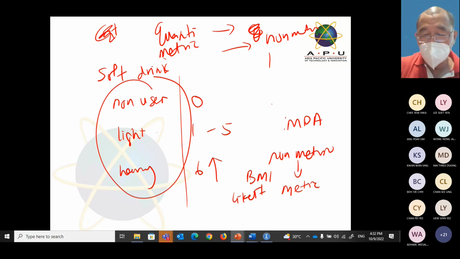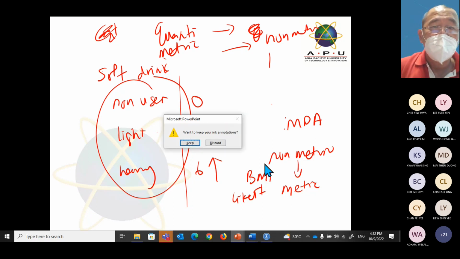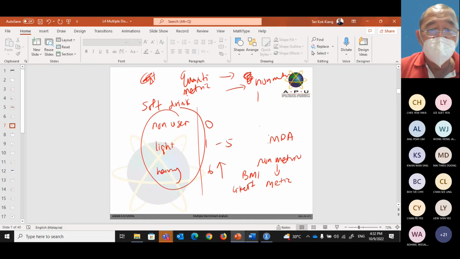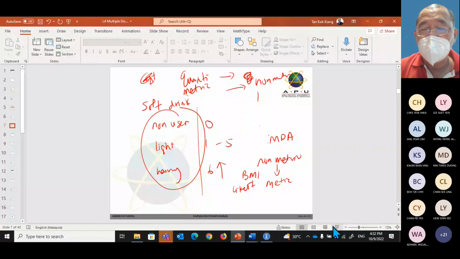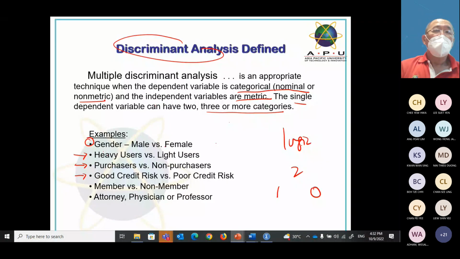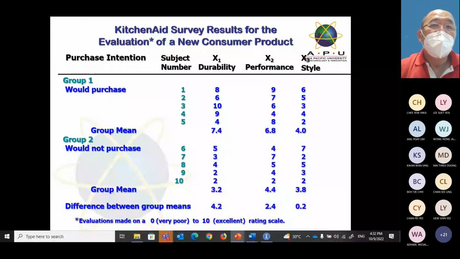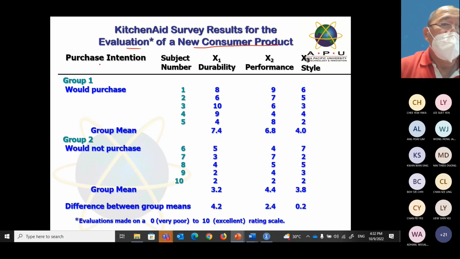Okay, so we continue with the numerical example. This one is done. So you see, this is a survey result for an evaluation of a new consumer product by customers. This is the dependent variable, the purchase intention. You see the left side. We see one by one.